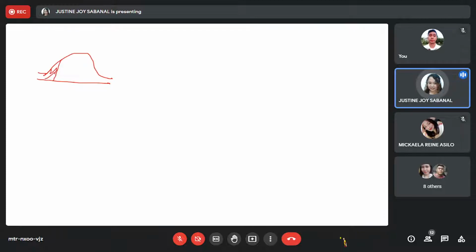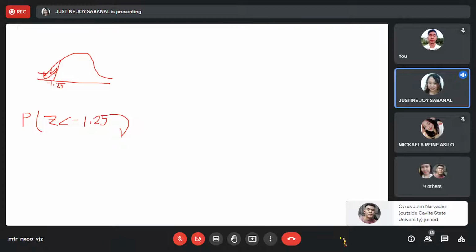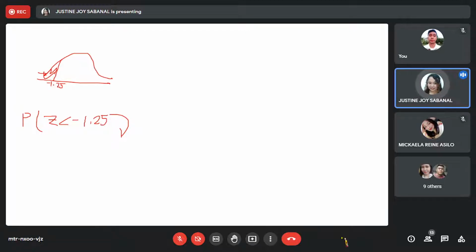To determine the area, check lang po natin yung ating normal distribution table. Sa paggamit po nito, ang una nyo pong titingnan muna ay yung whole number at saka po yung first decimal value ng ating z-score. So, we have here negative 1.2. Tapos, yung nasa hundredths digit po, doon nyo makikita sa first row ng ating z-table. So, we have negative 1.25, that is negative 1.2 tapos 0.05. Kung saan po nagkaroon ng point of intersection, yun yung magiging value ng ating area po.